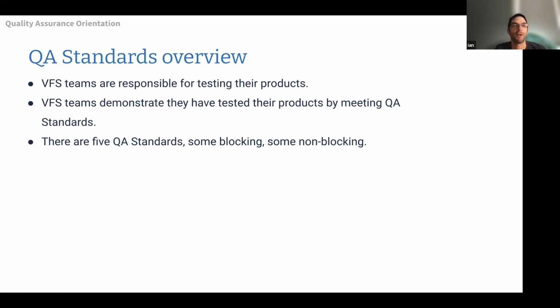And for each of the 5 QA standards, it can be blocking or not blocking. And what that means is, if it's blocking and you have not satisfied a QA standard, then your product cannot launch on the platform until the issue is resolved. Whereas if it's not blocking, that's not the case.